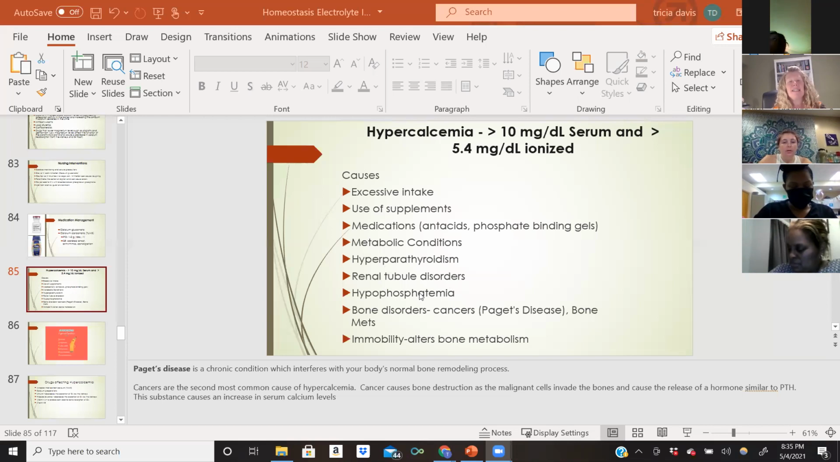Paget's disease is a chronic condition that interferes with your body's ability to remodel bone. And then cancer. Cancers are the second most common cause of hypercalcemia. Cancer causes bone destruction as those malignant cells start to invade the bone. And if there's metastatic disease, it releases hormones that are very similar to PTH, which causes an increase in those serum calcium levels. And then immobility. We know that when our patients don't move, this is also going to alter their bone metabolism.